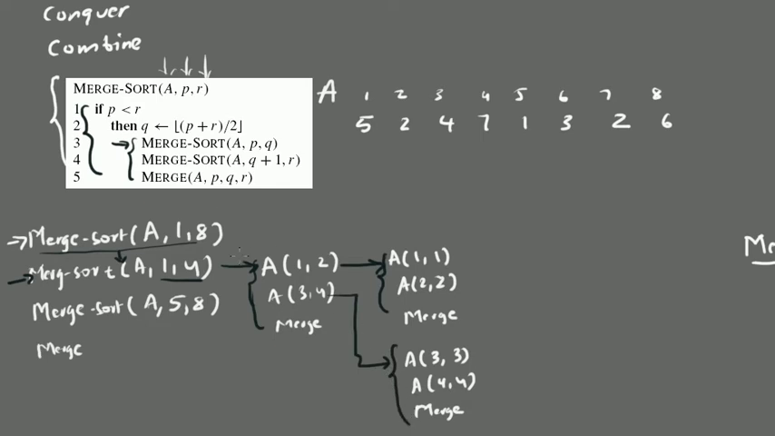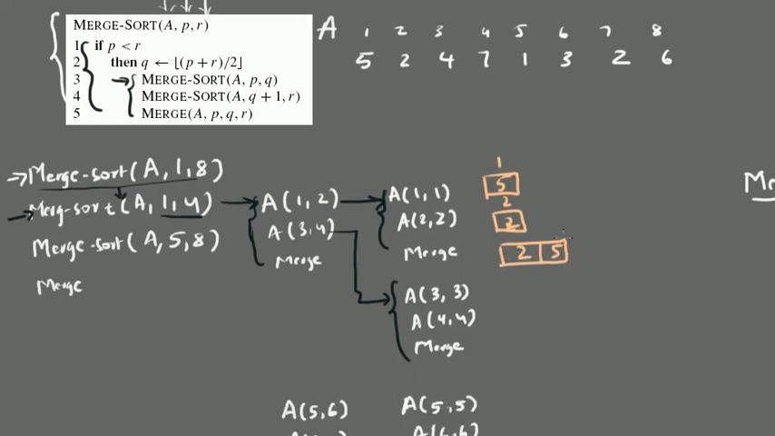So let's see. So A 1 comma 2 further makes a call to A 1 comma 1 and A 2 comma 2. So A 1 comma 1 has 5 in it, so that's A 1, and A 2 comma 2, that is A 2, has 2 in it. When you merge, you'd be ending up with 2 and 5 in A 1 and 2.